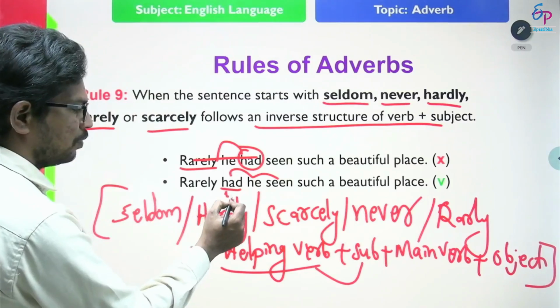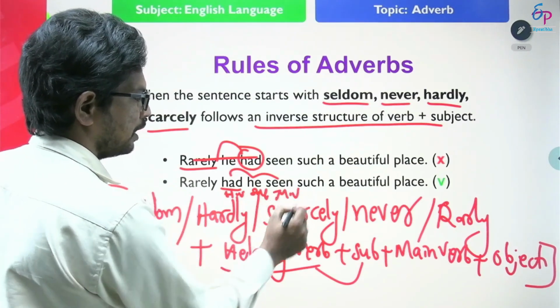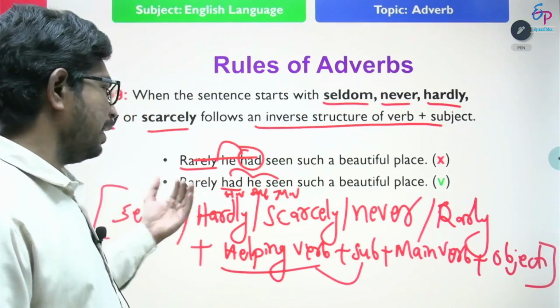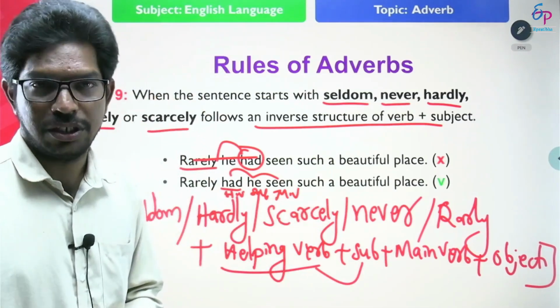So after rarely we use the helping verb, next the subject, next the main verb. What is the main verb? Seen. According to this structure we have to follow the rule. So rarely had he seen such a beautiful place is correct.